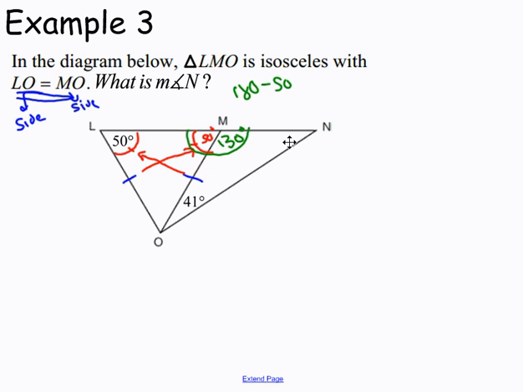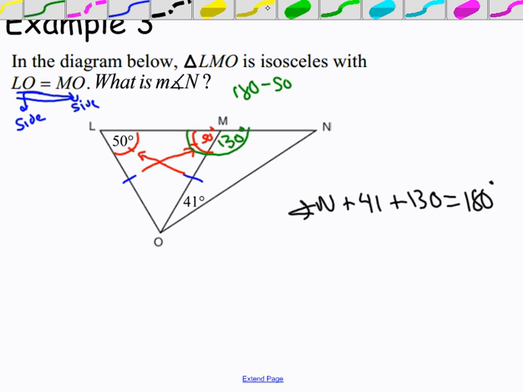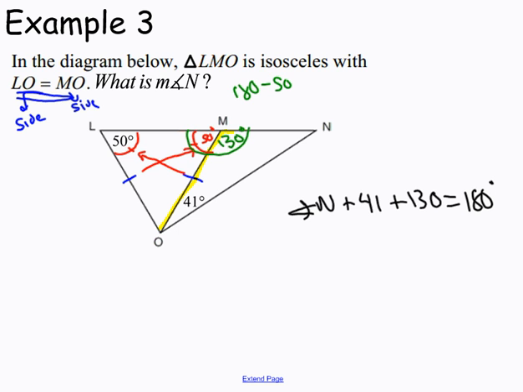And I'm looking for angle N. So I know that angle N plus that 41 plus that 130 have to add up to 180. That's the triangle angle sum theorem, right? If I just sort of focus on the triangle here that I just highlighted, angle N, which I'm looking for, plus this, plus 130 has to add up to 180. So go ahead and solve for N. You should get N equals 9. So angle N equals 9.